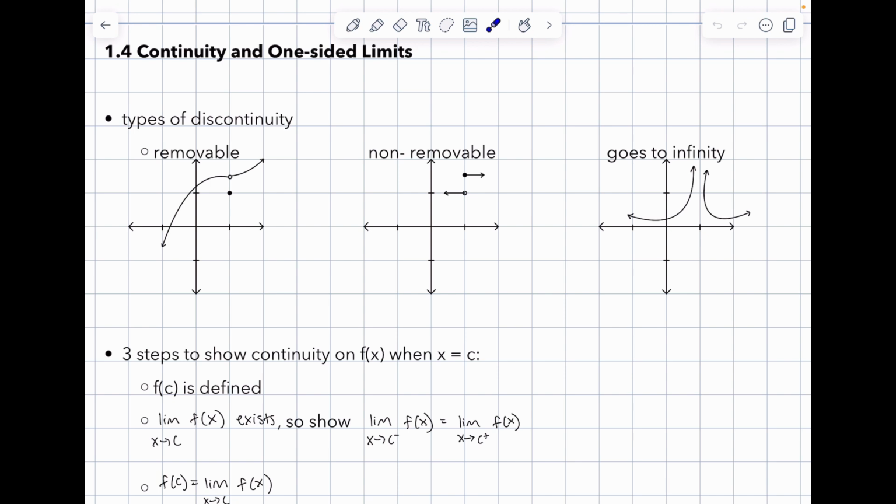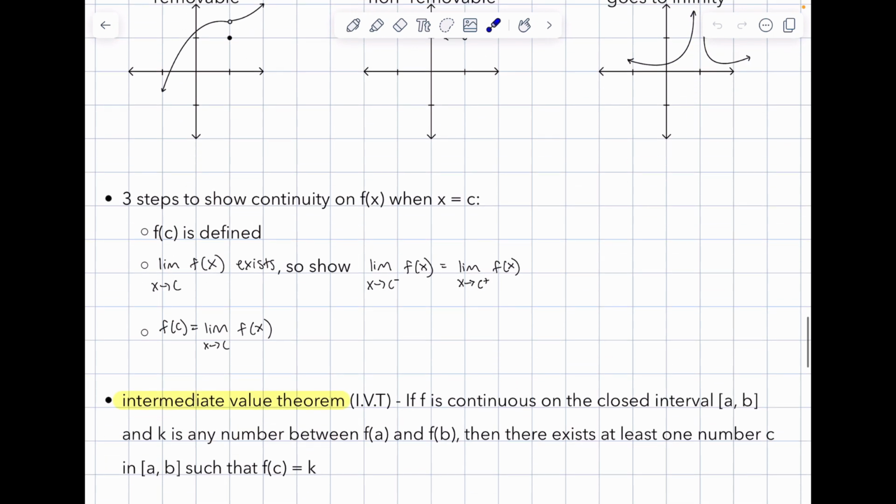And then the last discontinuity, again, this is also when the limit does not exist, but when the graph goes to infinity from the right or the left, and those are the types of discontinuities.